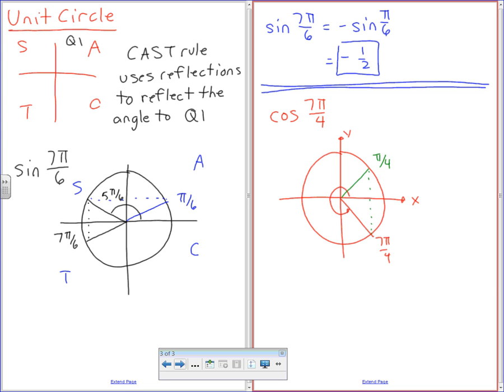Now, since we're using cosine, let's use my CAST rule. This is positive and this is positive, so therefore cos of 7 pi by 4 actually equals cos of pi by 4. One of the roots here.